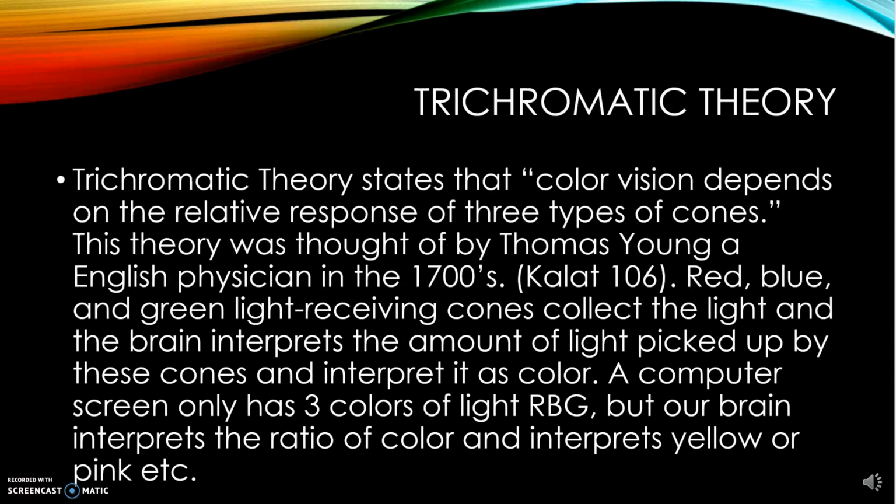The first theory I'm going to talk about is the trichromatic theory, and it states that color vision depends on the relative responses of three types of cones. This theory was thought of by Thomas Young, who was an English physician in the 1700s. So red, blue, and green light receiving cones collect the light, and the brain interprets the amount of light picked up by each of these cones and interprets that as color.